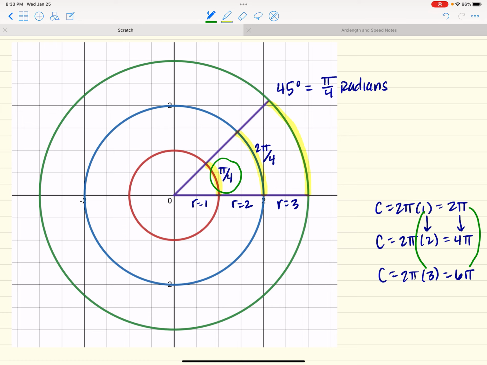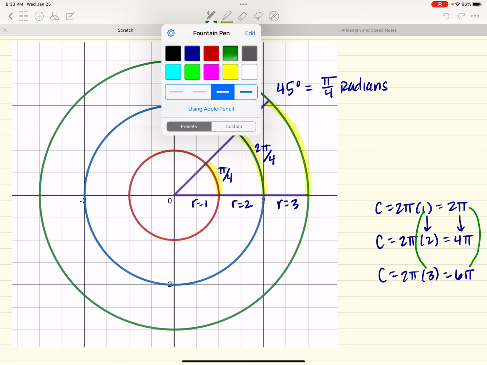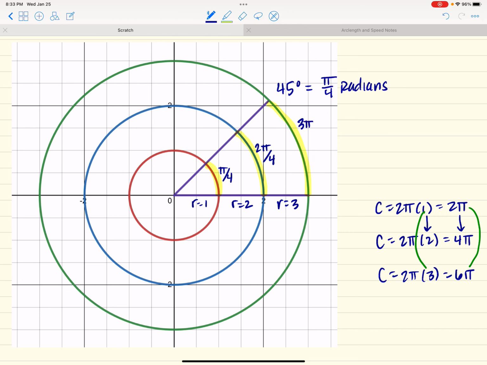So we're always going to use that unit circle radian measure as our reference. If we get bigger, how much bigger? If we get smaller, how much smaller? From that reference point. So if we took pi over 4 and multiplied it by 3, the length of this arc, to be consistent here, would be 3 times the pi over 4, so 3 pi over 4.